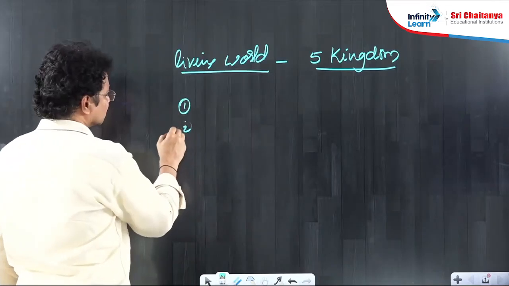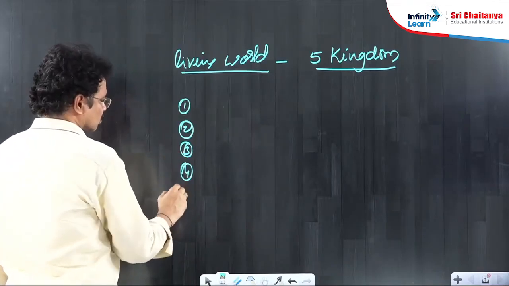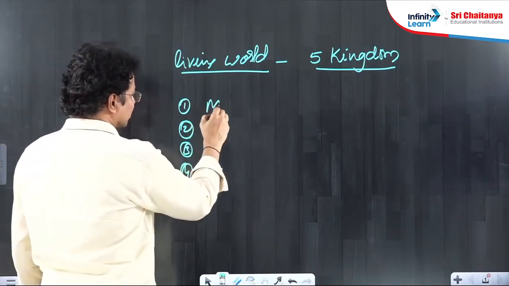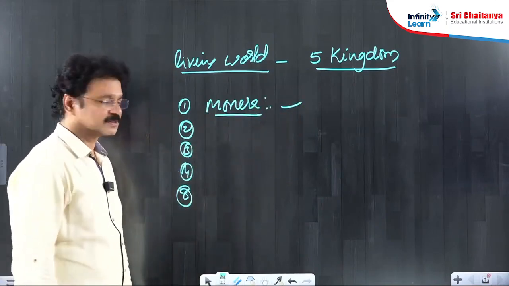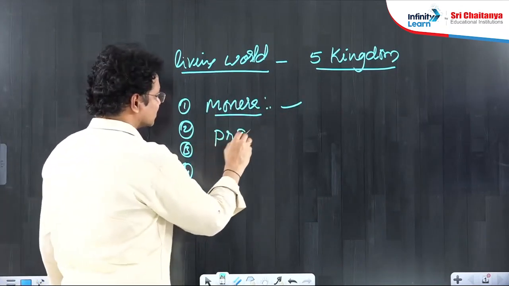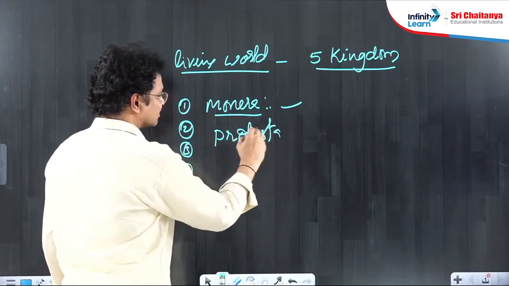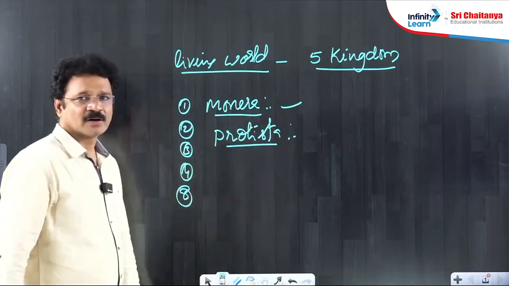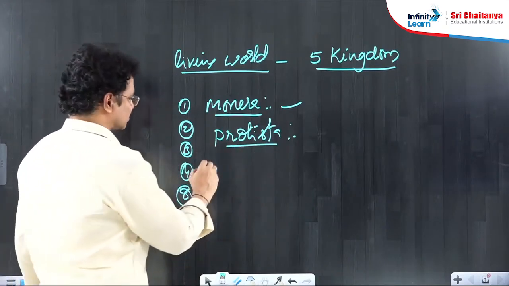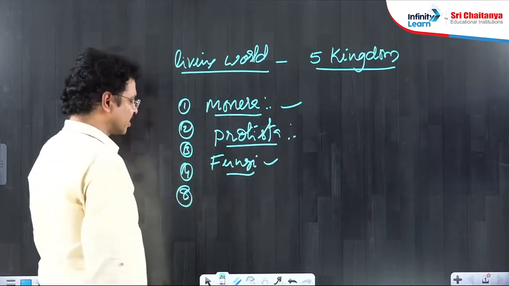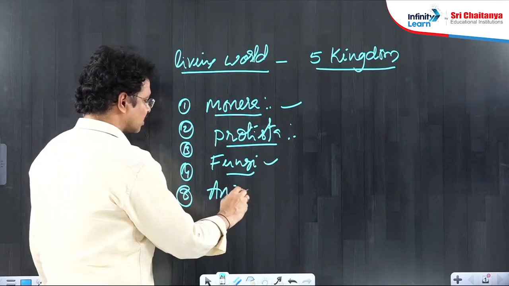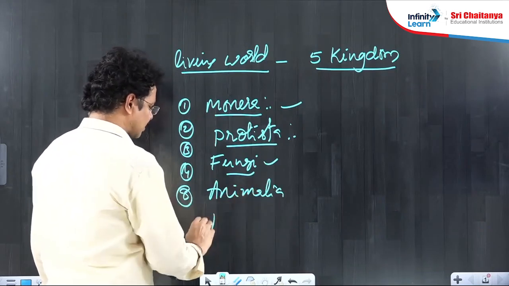According to that, 5 kingdoms are there. One is Monera, allotted for all prokaryotes. Protista, a special kingdom allotted for all unicellular eukaryotes. Fungi, one unique kingdom. And the well-known kingdoms Animalia and Plantae.